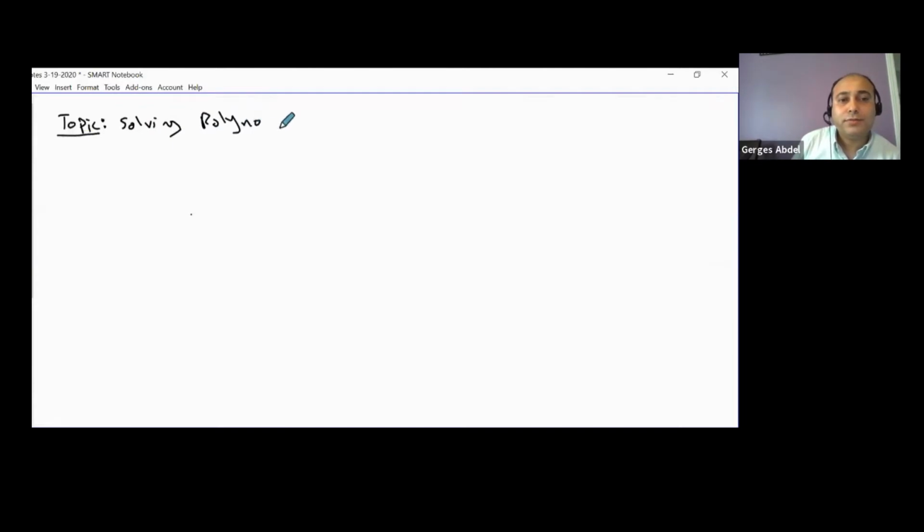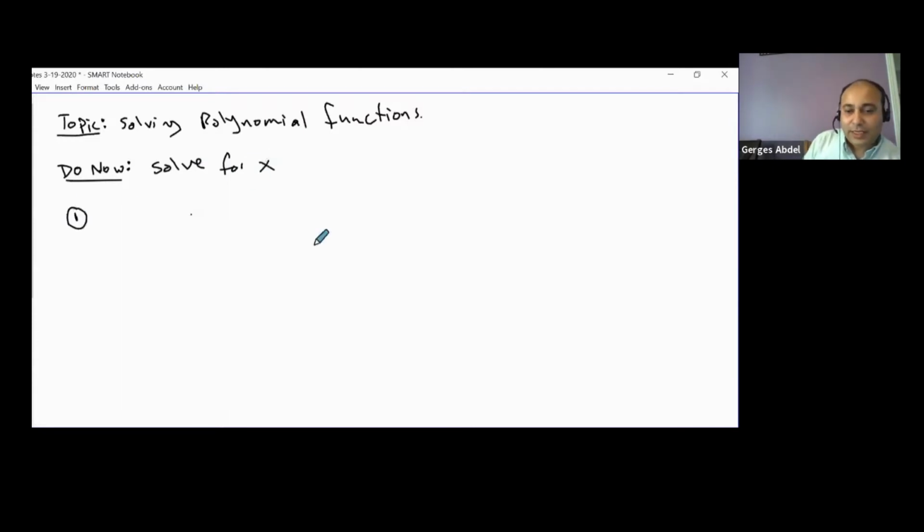polynomial functions. Solving polynomial functions. And I would like for you to go ahead and get started on this. I want you to solve, and we did go over this one in the classroom before, so please go ahead and try to solve this for x. Question number 1. If I have x squared plus 2x plus 5 equals 0. All right.